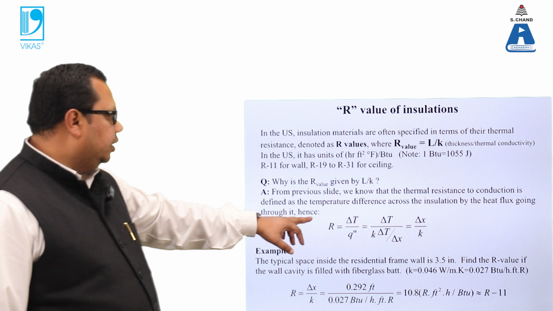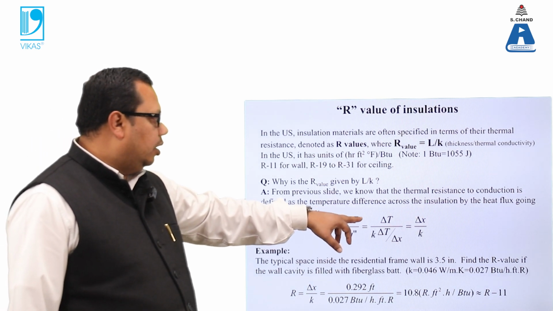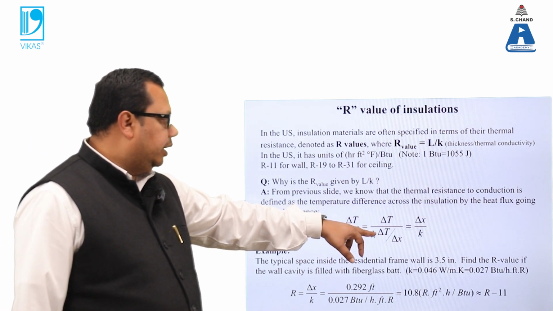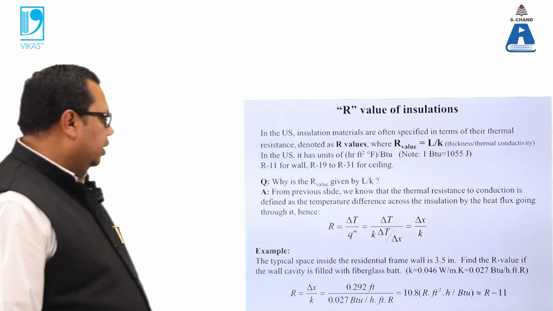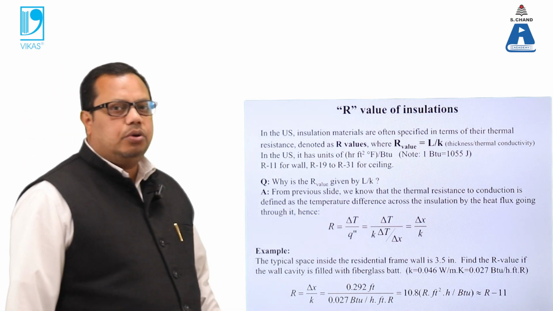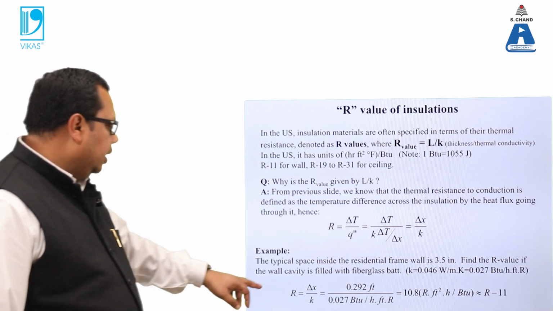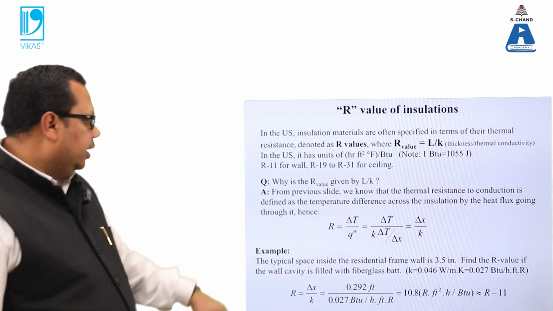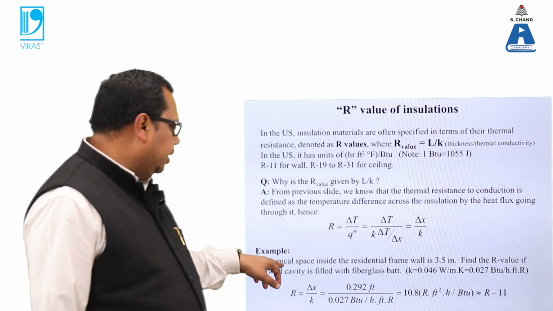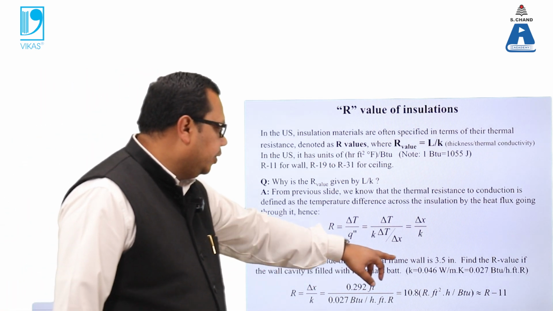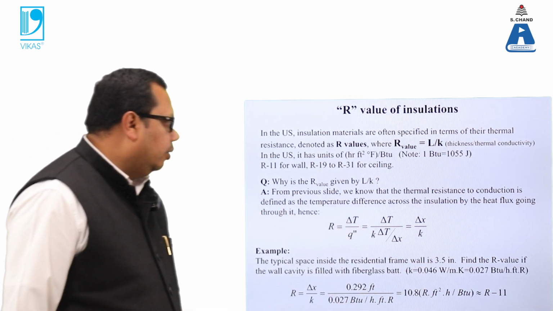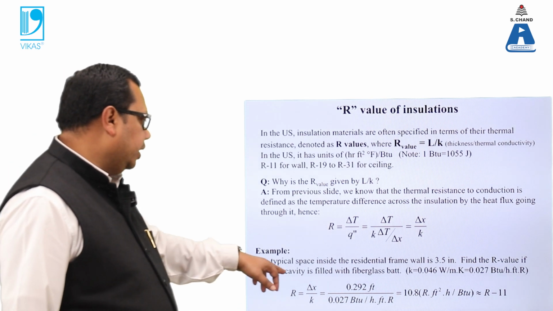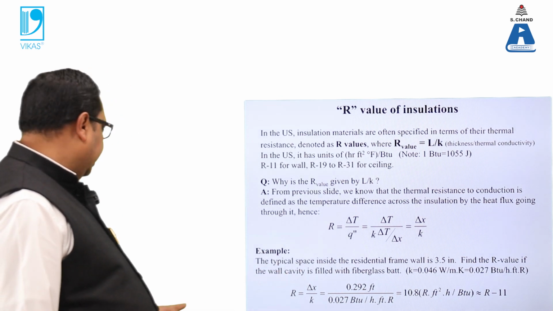So here R is equal to delta T by Q double dash, or delta T by K delta T by delta X. So delta X by K is what we have to calculate. So we have taken a small example here that R equals delta X by K. So we keep the value when the question is given: the typical space inside the residential frame wall is 3.5 meter. Okay, find the value of R. So we are calculating the value of R in this case.